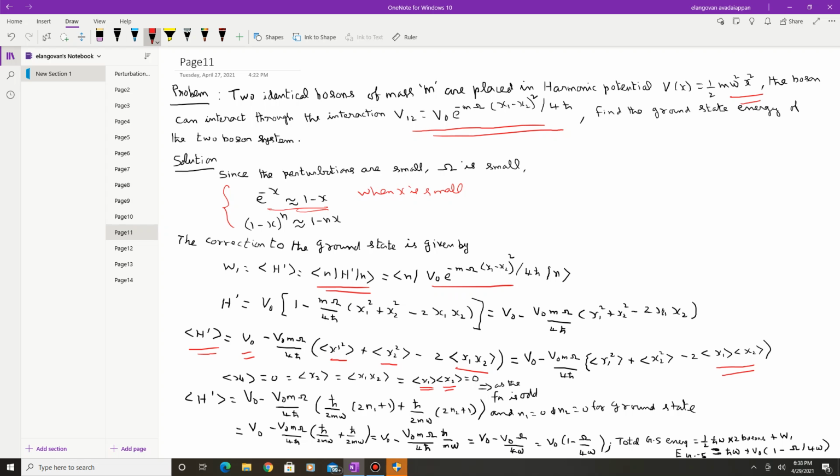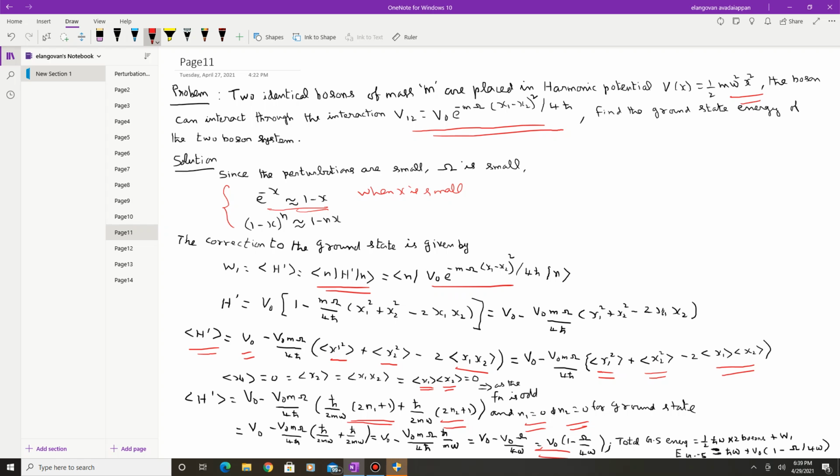Now let us calculate the H prime. This is V0 minus mω/ħ. What is the expectation value of x1²? We have already calculated this. This is ħ/2mω into (2n+1). The result was given earlier, so you just take the result. Otherwise you have to evaluate this integral. That's why you must remember certain results so that you can do the problem much quicker. So this is ħ/2mω into (2n+1). Similarly for x2² also, the expression for x² is this way. And for the ground state, you have to choose n1 equal to 0 and n2 equal to 0. So you substitute n1 equal to 0 and n2 equal to 0, and the value of H prime is equal to V0 minus V0 mω/4ħ into, you put n equal to 0, ħ/2mω, ħ/2mω. You simplify this one, you will get this.